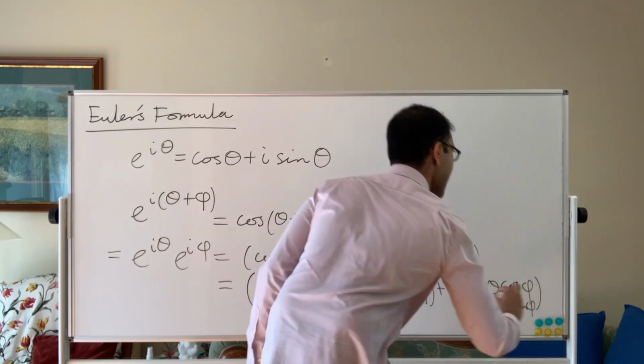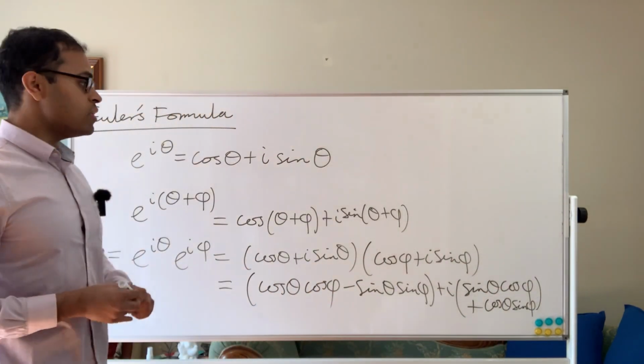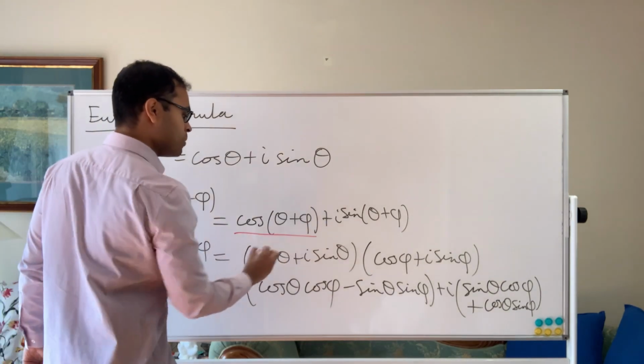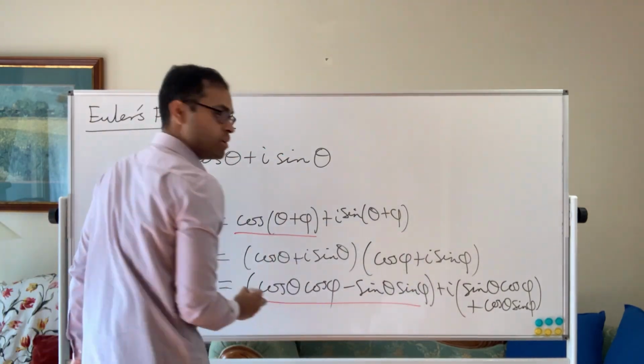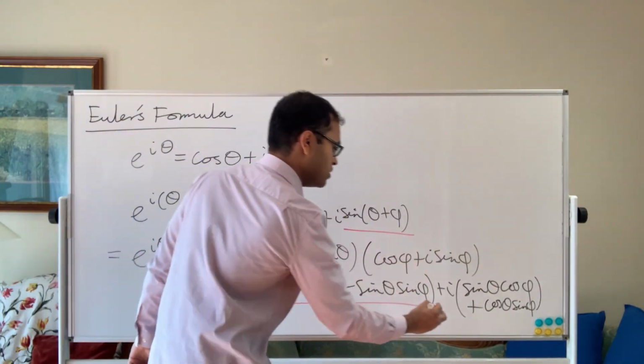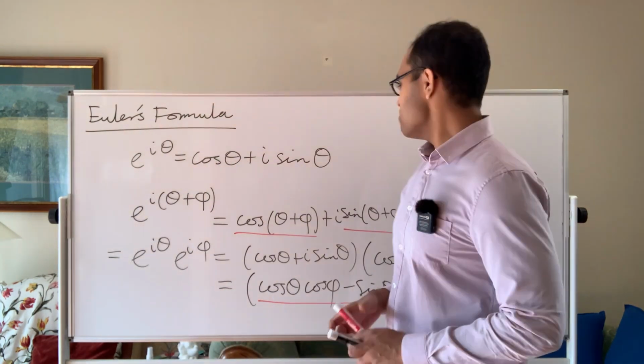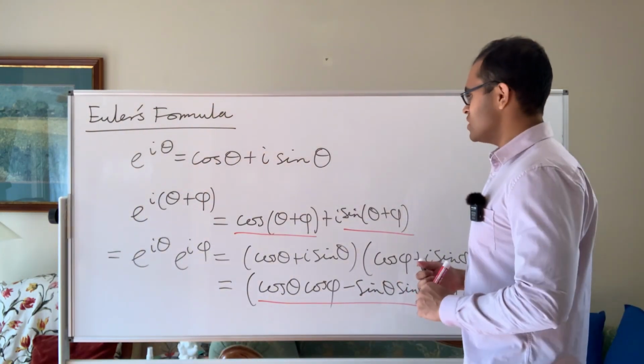We've got two complex numbers that are equal, so we can now compare the real and imaginary parts. We know that cos(θ+φ) is going to match with the real part, and we know that sin(θ+φ) is going to match with the imaginary part. And that's a cool way of deriving the trigonometric additive angle formulas using Euler's formula.